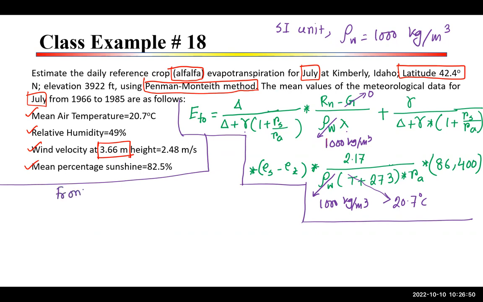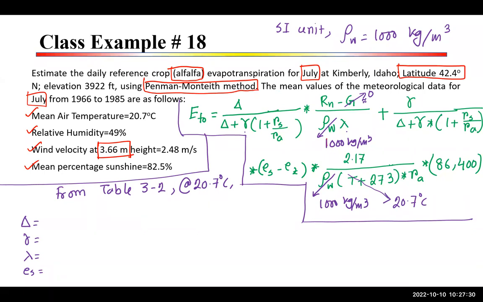So from table 3.2 at 20 degrees Celsius, delta, gamma, and the ES. Okay. Most of the time, like soil heat flux, it's 0. It's not 0, it's actually insignificant. And I don't have enough information to find out the exact value. So that's why maybe instead of 0, almost 0 will be the correct representation.